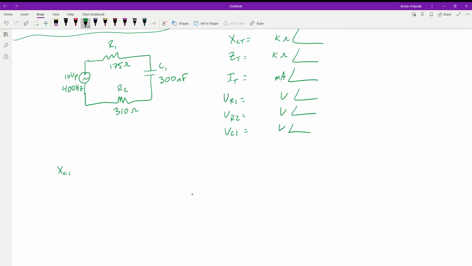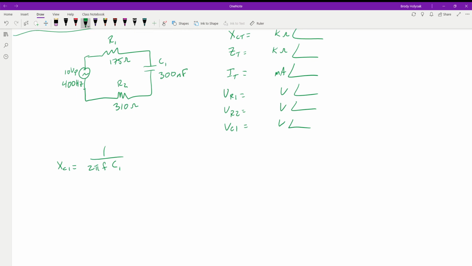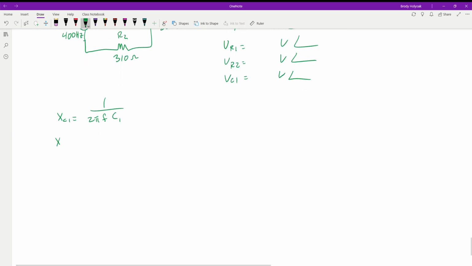Capacitive reactance for capacitor 1 is equal to 1 over 2 pi times the frequency times capacitor 1's capacitance value. X of C1 is equal to 1 over 2 pi times 400 times 300 nano. X of C1, the capacitive reactance, is equal to 1.326 kiloohms at negative 90 degrees.